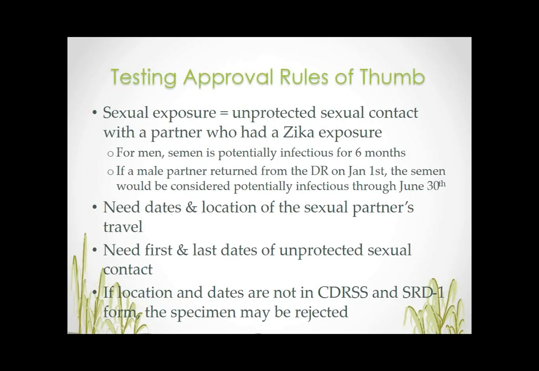In order to determine if a sexual exposure is valid, we need to know where the partner traveled to and when. We also need to know the date of the first unprotected sexual contact with the partner after that person's exposure, and most importantly, the last date of unprotected sexual contact before the test request is made. Ongoing exposure doesn't allow us to calculate that time frame. The Public Health Lab is reviewing every test request, every SRD1. If we don't have the dates of the unprotected sexual contact, then the specimen may be rejected.